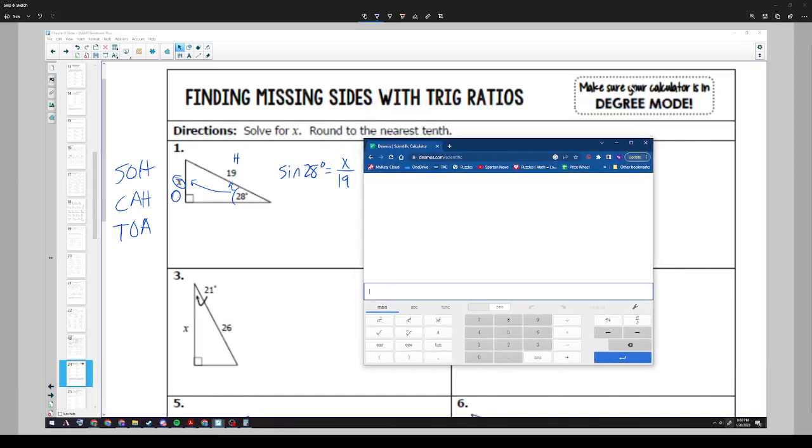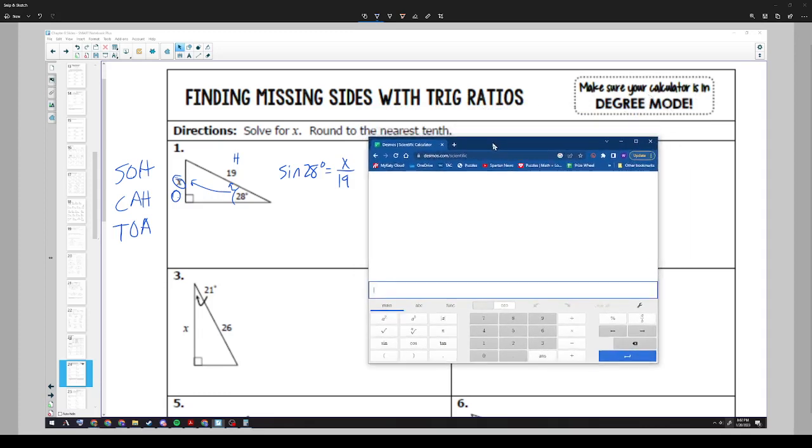Notice the note here that said make sure your calculator is in degree mode. Depending on what calculator you're using, on the TIs that we have in class, it'll say DEG up at the top. On Desmos, it'll say DEG right here. If you click it, there's usually two options, but on Desmos we just have rad. Rad is short for radians, which is a different way of measuring angles. And when you get to pre-calc, that's pretty much going to become the normal way that you measure angles. You're not going to use degrees anymore.